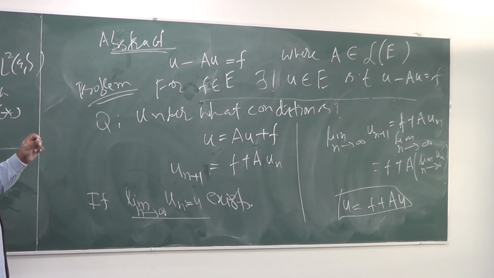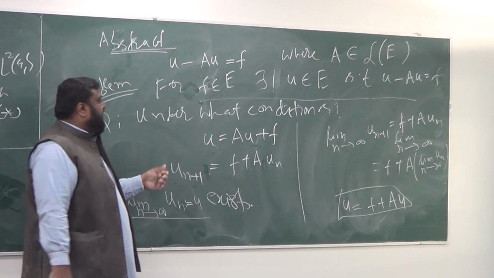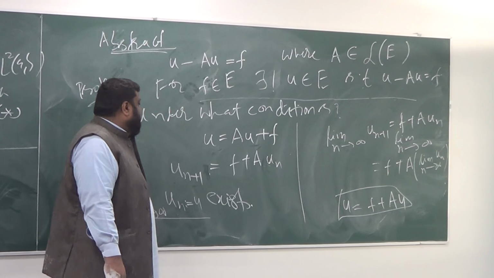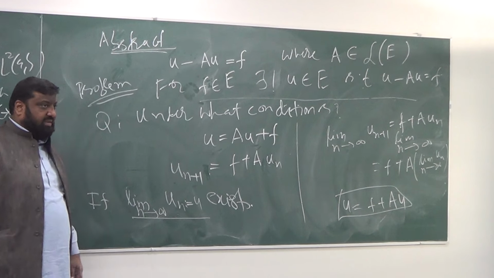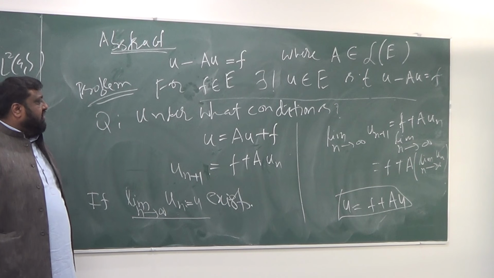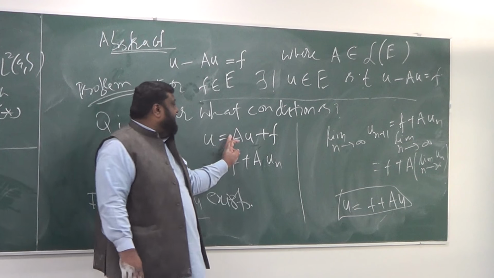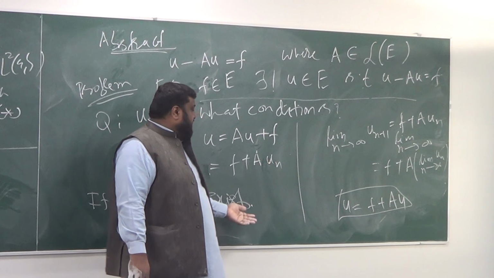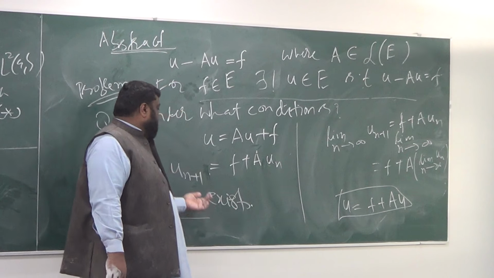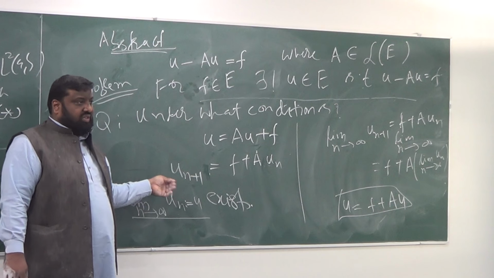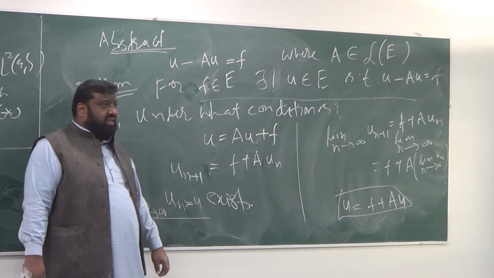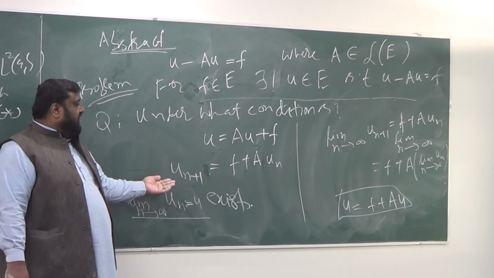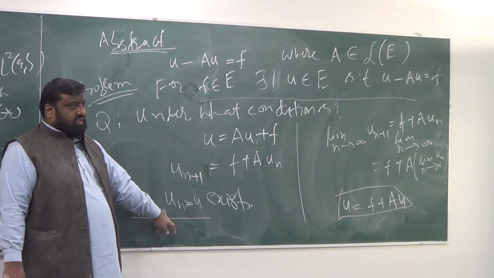Okay. Then what we want is a U which satisfies this equation. So I'm defining a sequence, U_{n+1} equals A U_n plus F, in such a way. In other words, I'm taking this side of the problem and using this I'm defining a sequence. And I'm saying that this sequence is a convergent sequence.